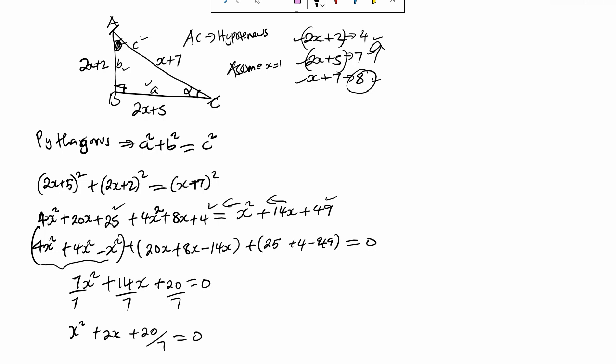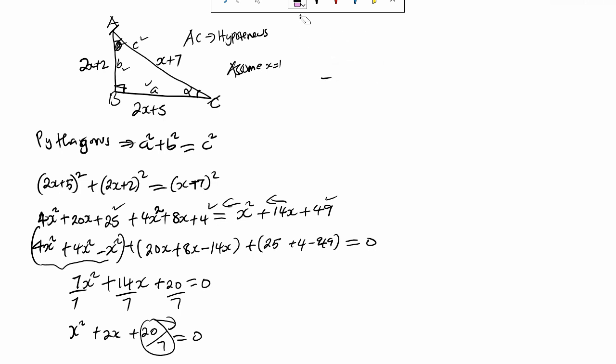Now, completing the square method, first of all, I shall take the constant here to the right hand side of the equal, and by doing so I shall have x squared plus 2x equals negative 20 over 7, because it crosses.